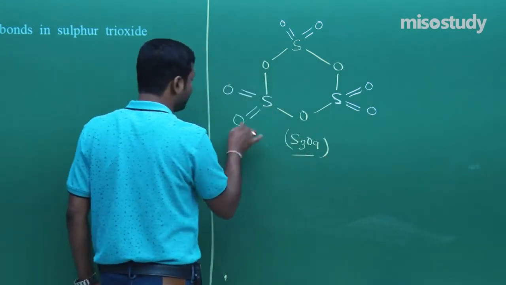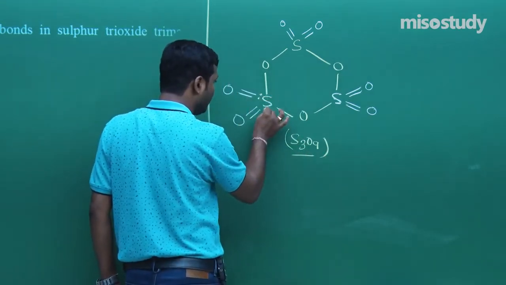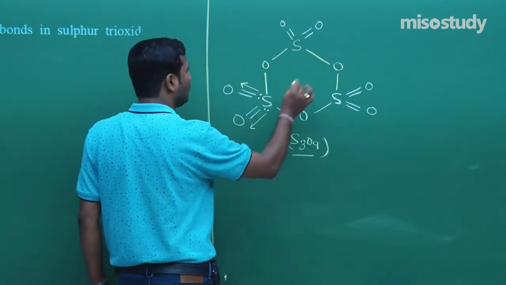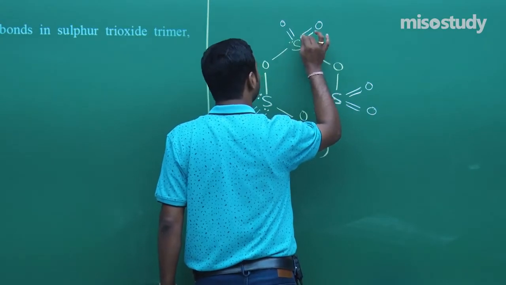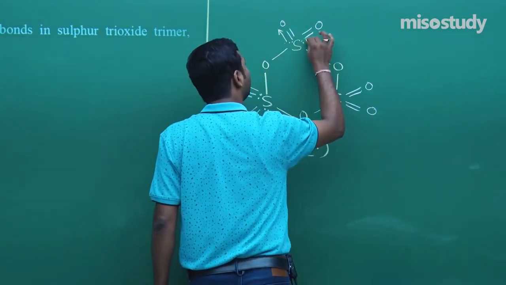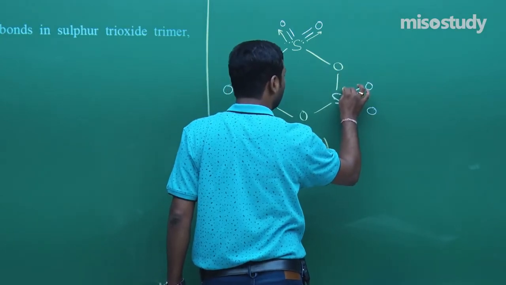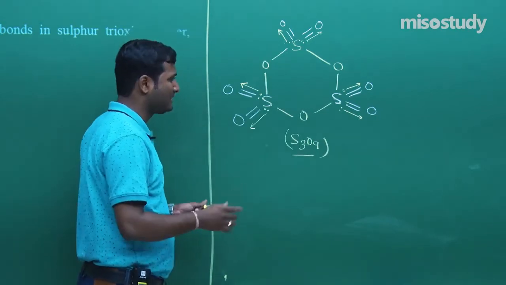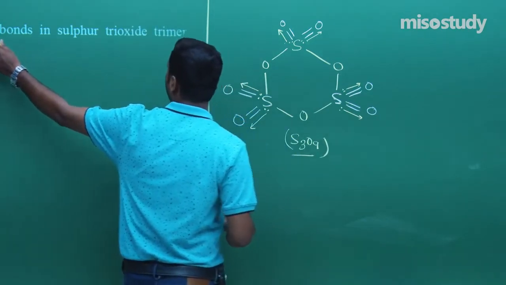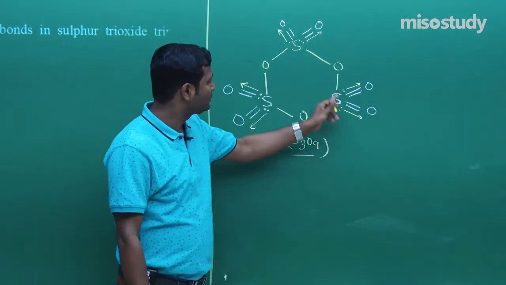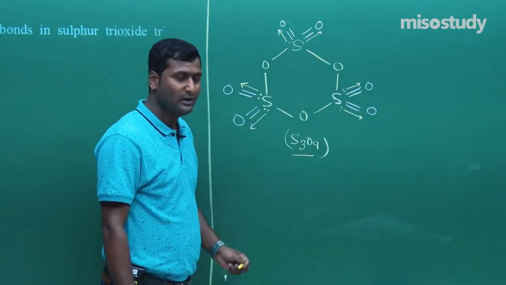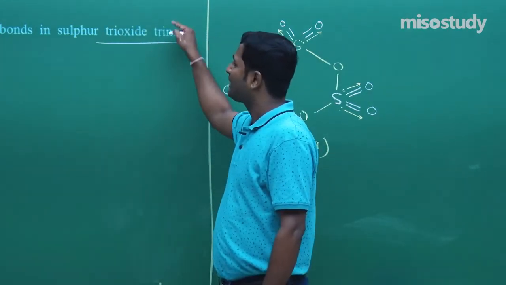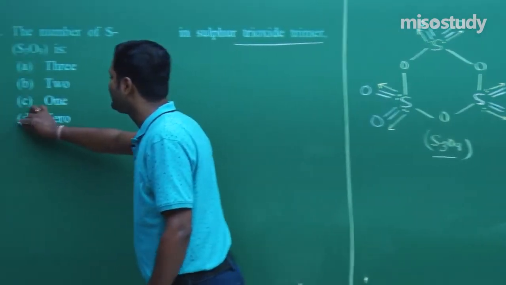Actually, it is treated as a double bond, but we know there is a lone pair of electrons here, so it is better to represent it by a coordinate bond. It depends on you how to represent this. In many books, it is shown like a double bond, but the double bond is not correct. This is the representation, but we do not need to check these things, because according to the question we have to find out the S-S bond. Here there is no S-S bond, S-O bonds are there. So we can say in this case the S-S bonds in sulfur trioxide trimer is nothing, that is 0.